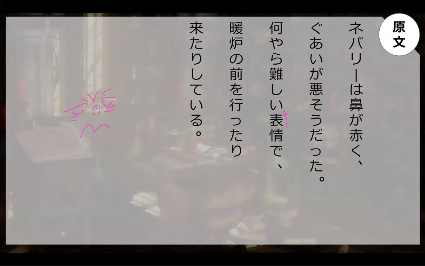Danro no mae o ittari kittari shiteru. We saw this phrase today. Ittari kittari, from kuru and iku. So he's doing this right at this moment. He's doing iku-ing and he's doing kuru-ing. Pacing back and forth in front of the fireplace. Danro no mae. With a complicated look on his face.